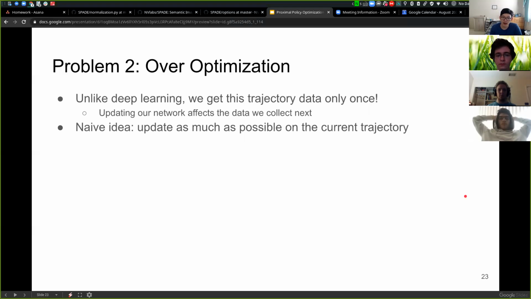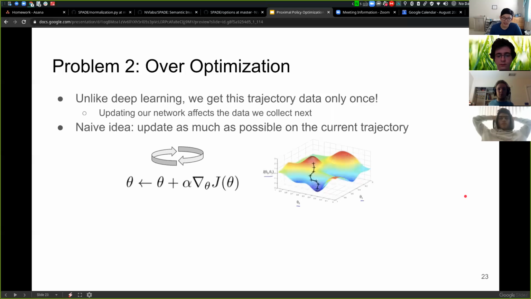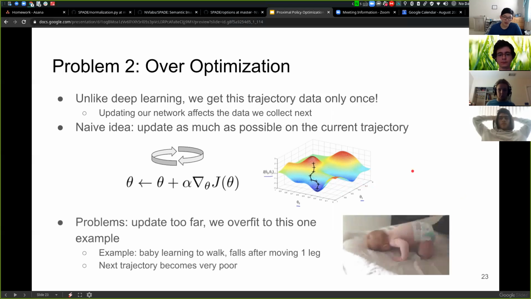So naively, we can try and optimize as much as possible on the current trajectory. We just keep updating over and over and over again so that we get down to this global minimum. I mean, that seems really nice, but there's a problem with this because this is essentially overfitting. If we update too far, we could get stuck in a really bad situation. So let's take an example.